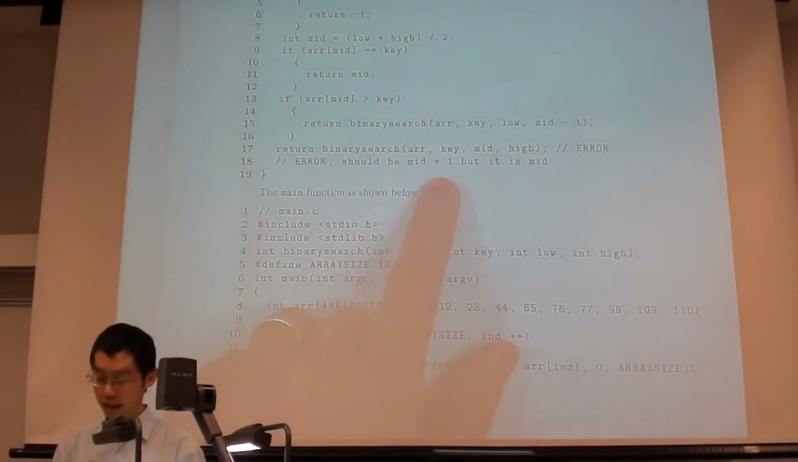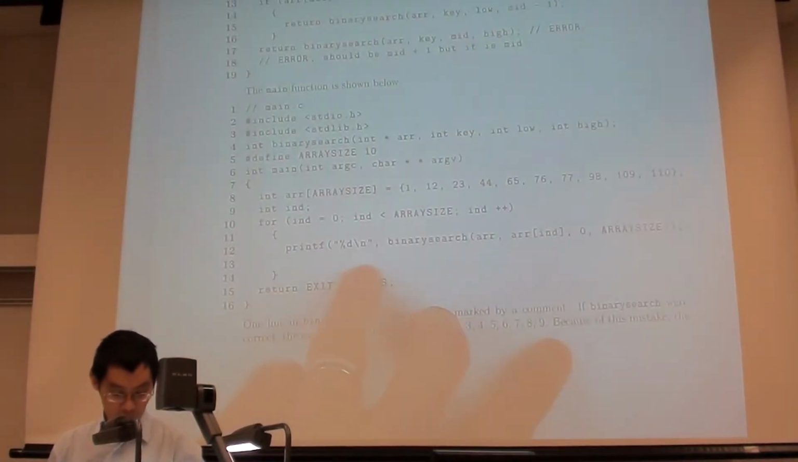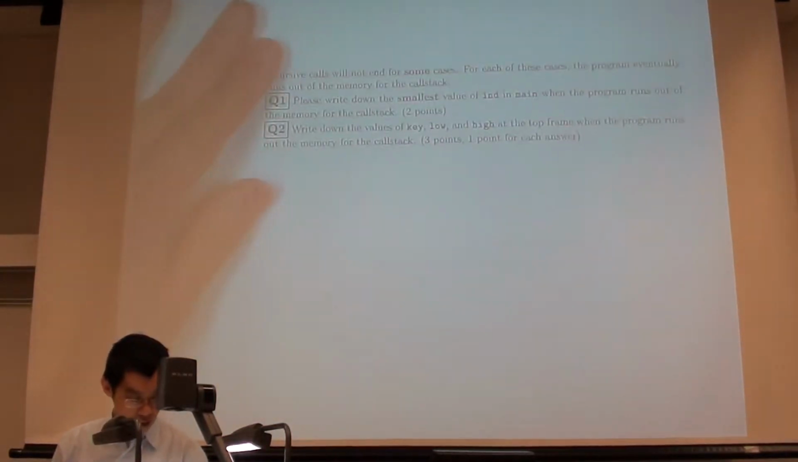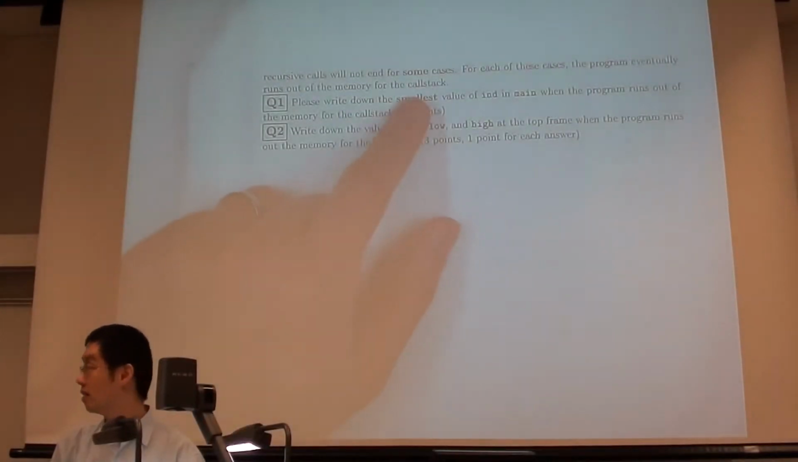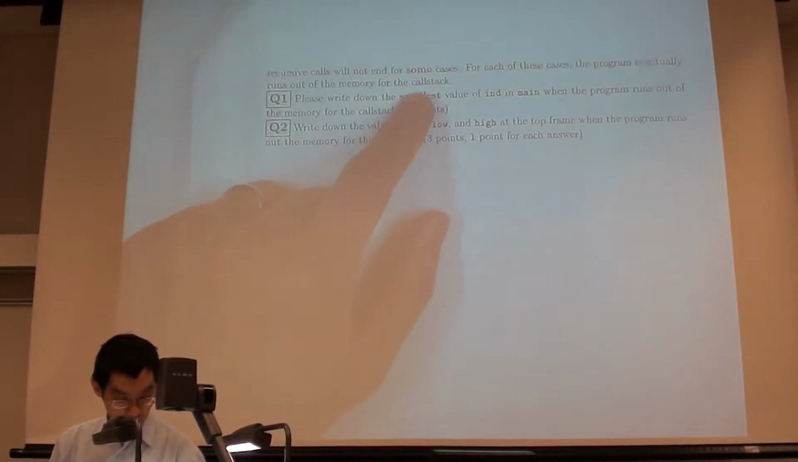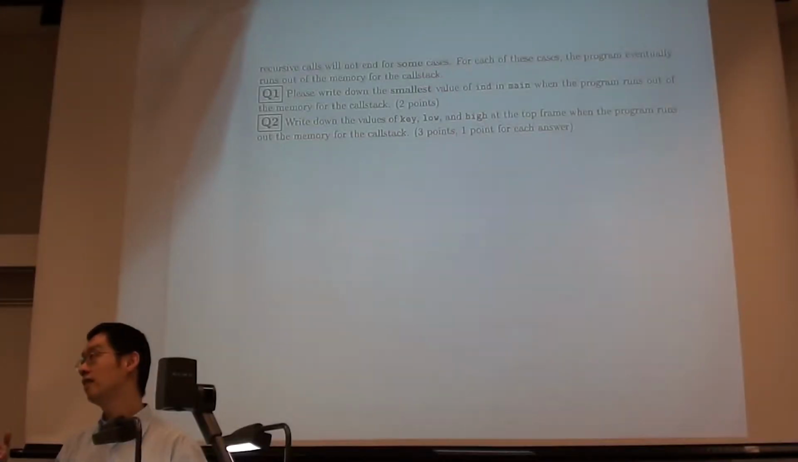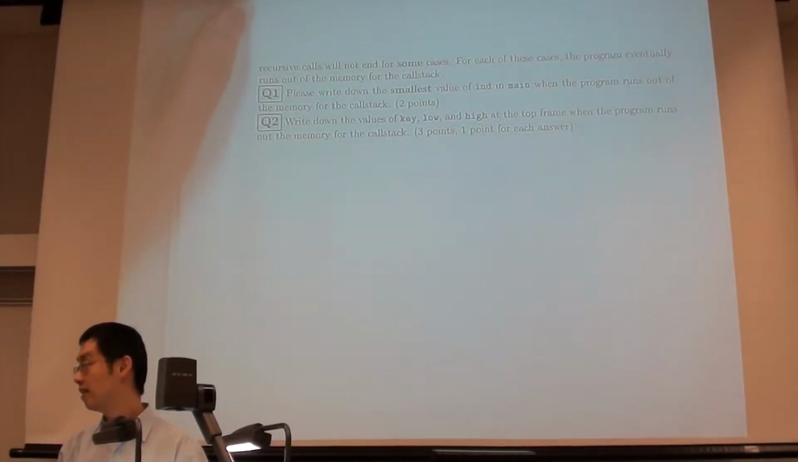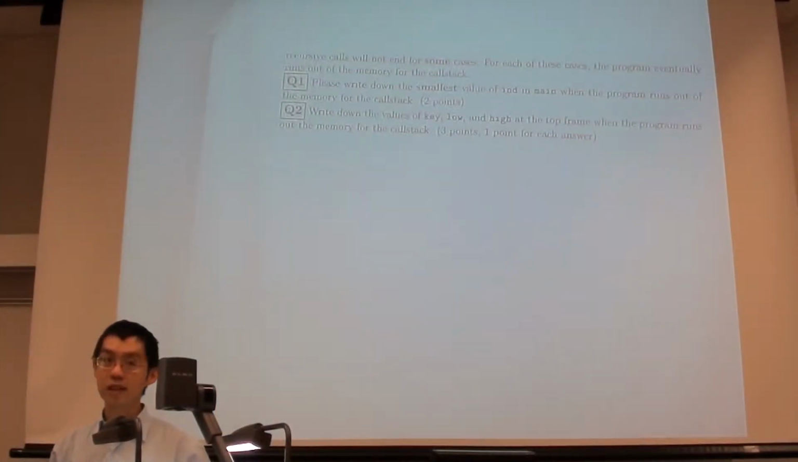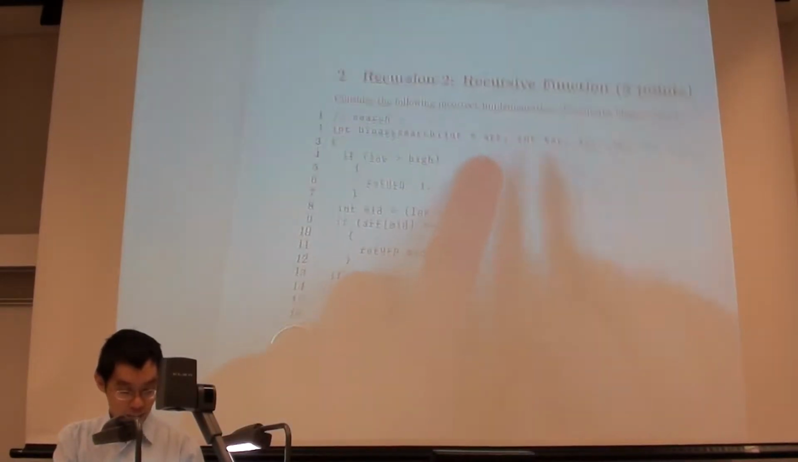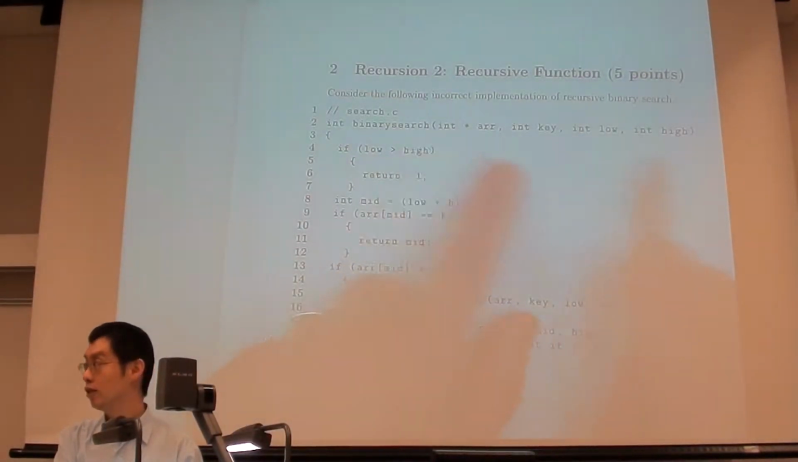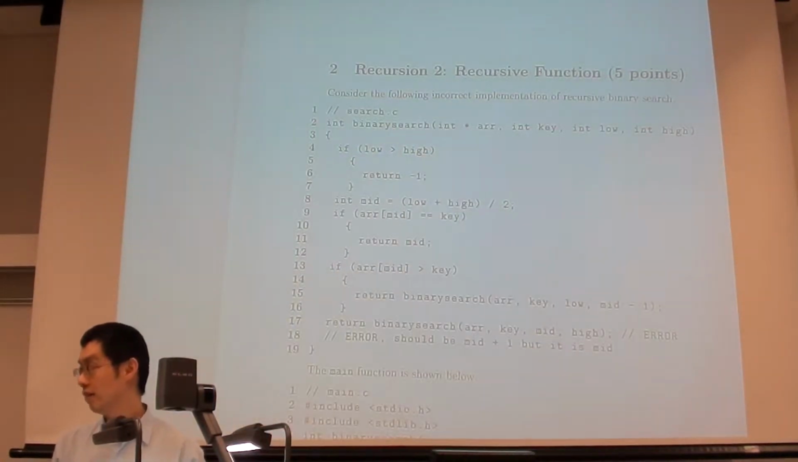However, because of this mistake, the recursive call will not end for some cases. For each of these cases, the program eventually runs out of memory for the call stack. Basically, that means your recursion does not end. To put it another way, somehow the numbers do not change. So you just keep calling itself again and again.